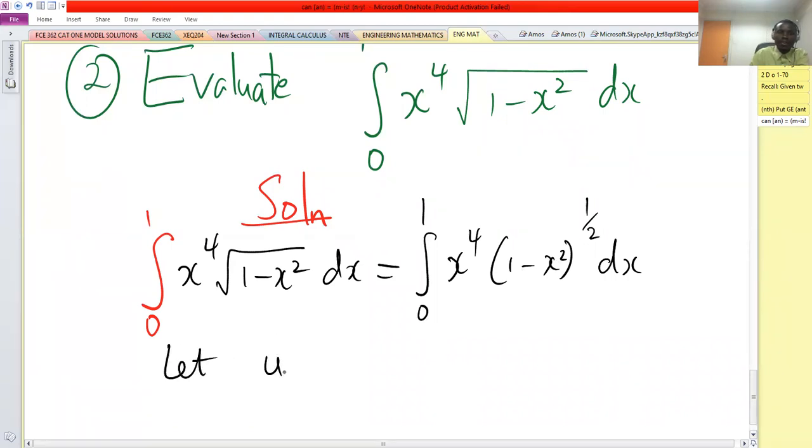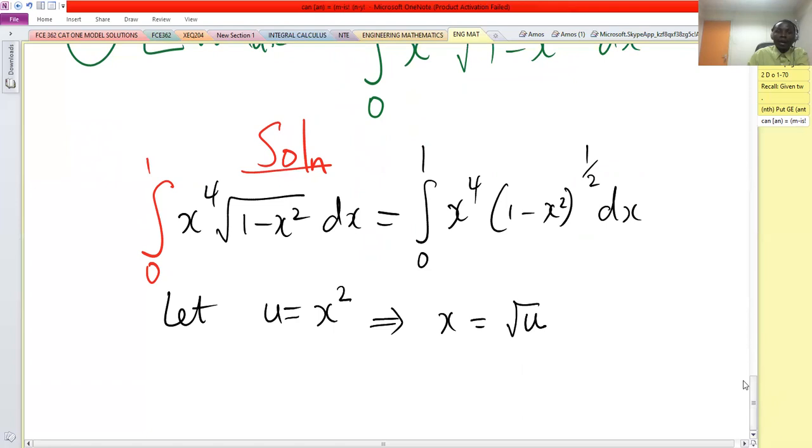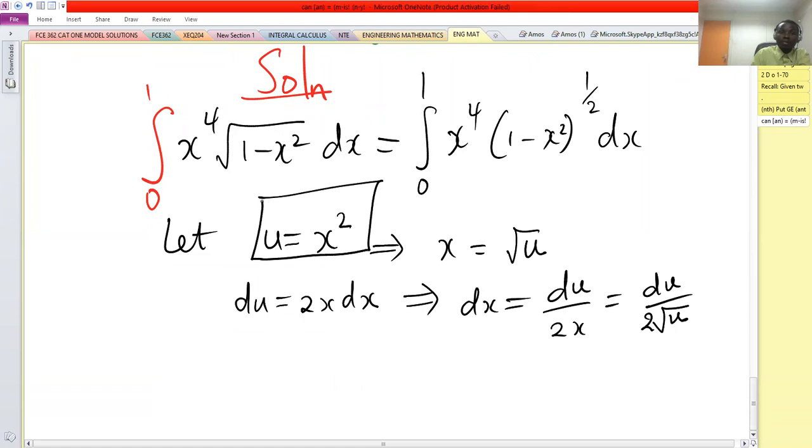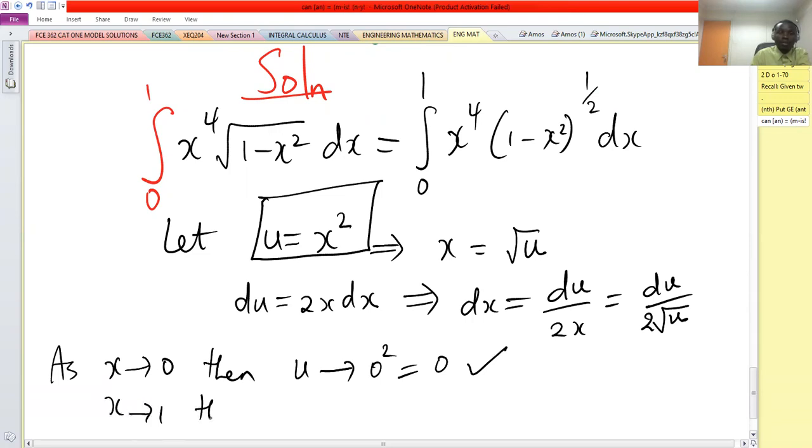So we say let u be x squared so that x alone is the same as square root of u, and du equals 2x dx, which tells us that dx equals du over 2x, which is du over the square root of u times 2. And then actually our transformation works because as x approaches 0, then u approaches 0 squared, which is 0 as required. And as x approaches 1, then u approaches 1 squared, which is 1, so it's okay. So this transformation still retains the limits to be 0 to 1.